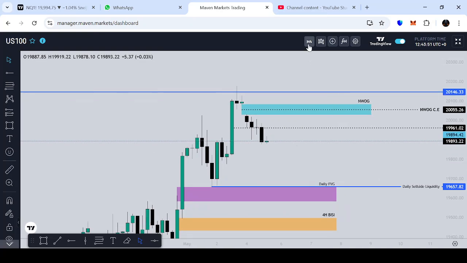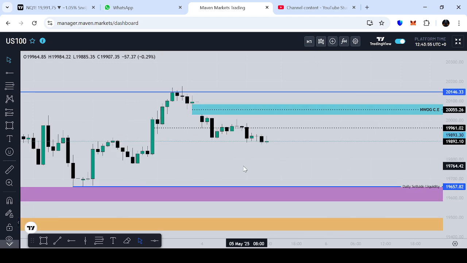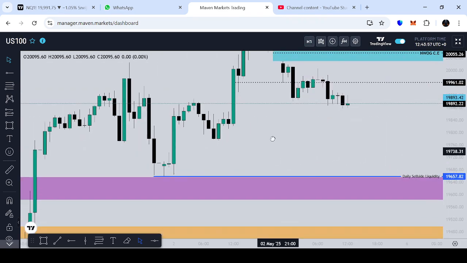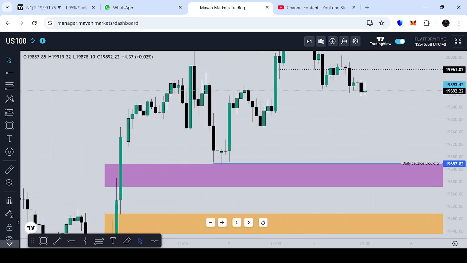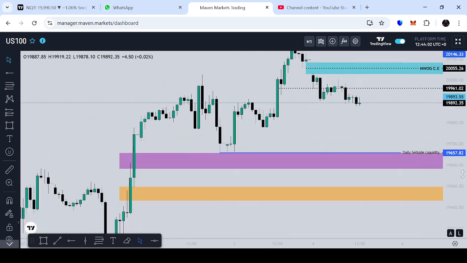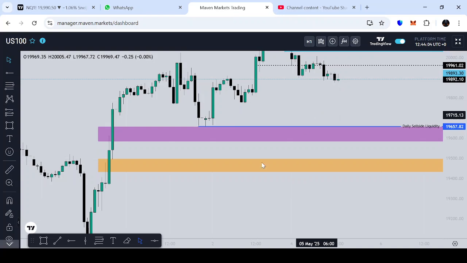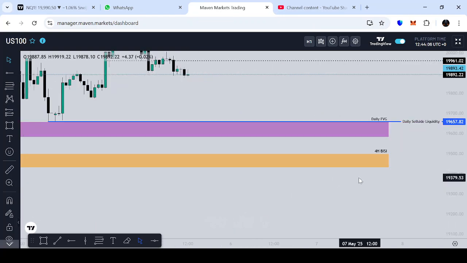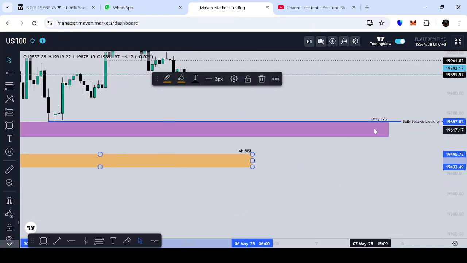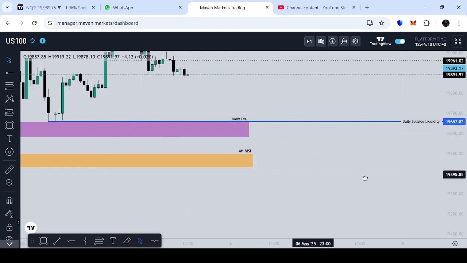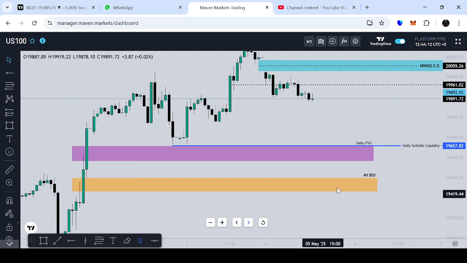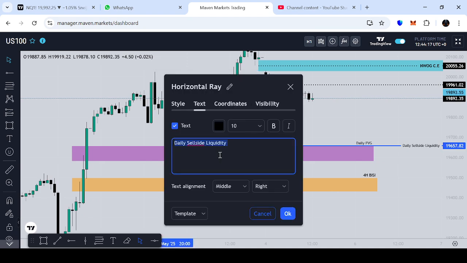Go over to 1 hour. This 1 hour. That's how 1 hour looks like. That's the 4-hour BC and the daily fair value gap BC2 and the daily sell side liquidity, which is our target. Our target for this week.